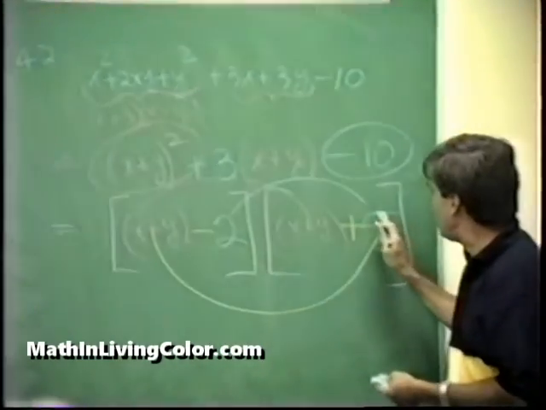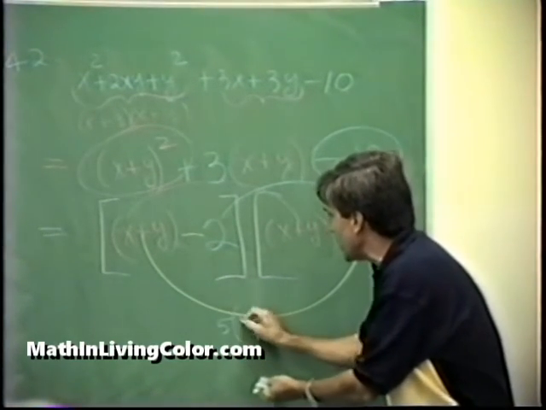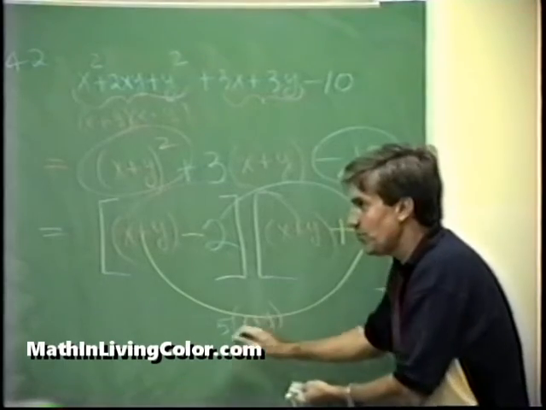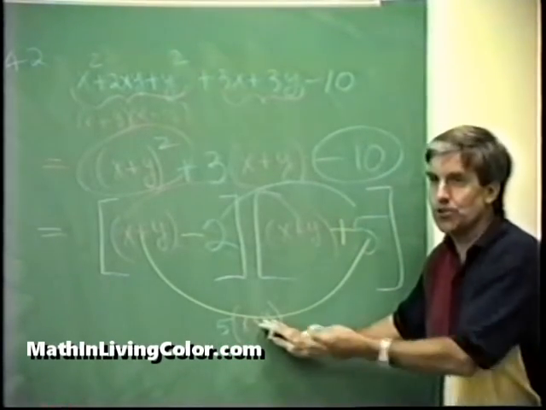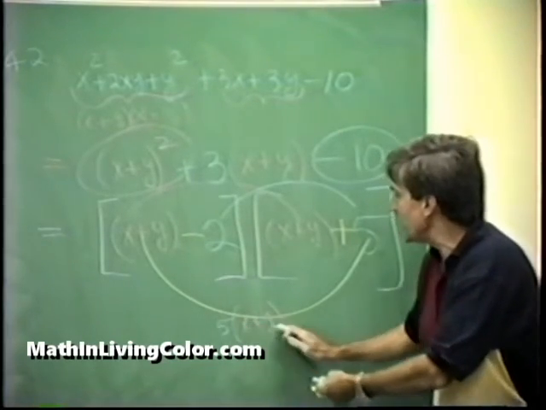5 times 5. Now, don't multiply it out. Leave it 5 times the quantity of x plus y. Don't put 5x plus 5y. If you do, you're going too far. You're making it harder than it is. Leave it 5 times the quantity, x plus y.